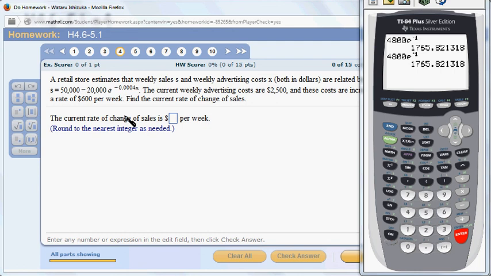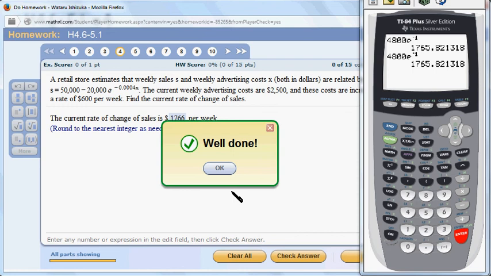It was actually asking for the nearest integer, so I should have put 1,765. Oops. Let's see. 1,765 or 66 actually. Let's check the answer. All right, got that. That's it. I hope that this was clear.